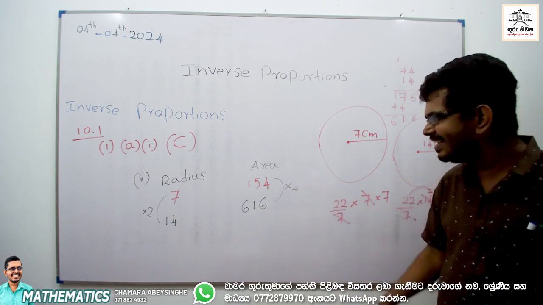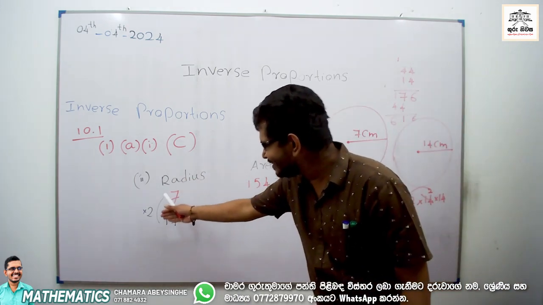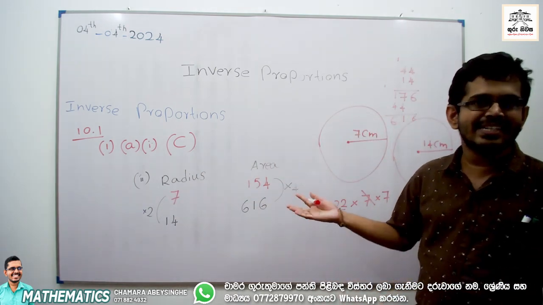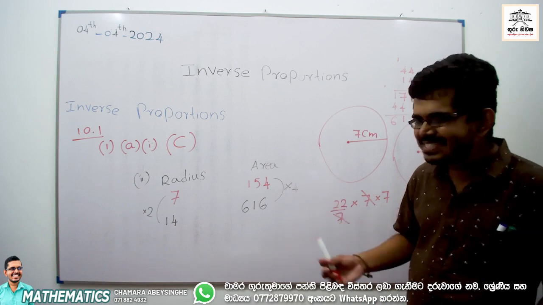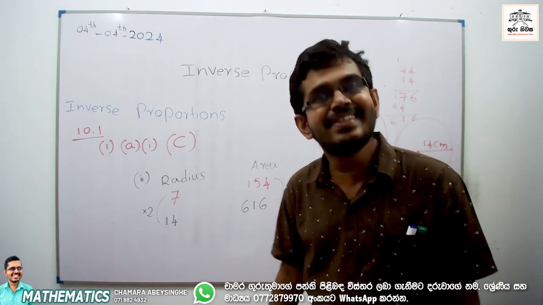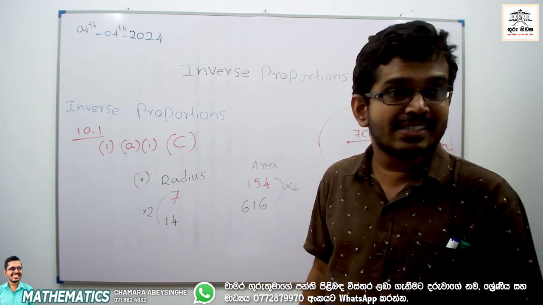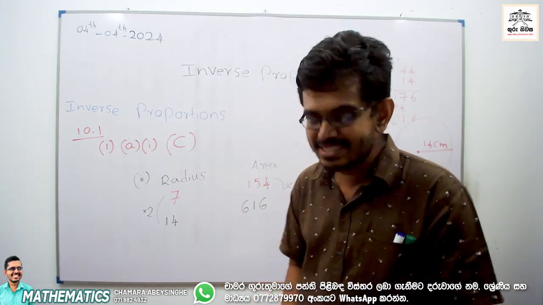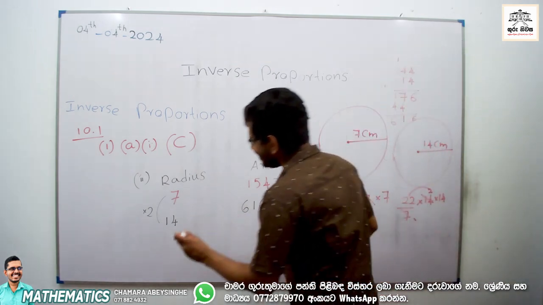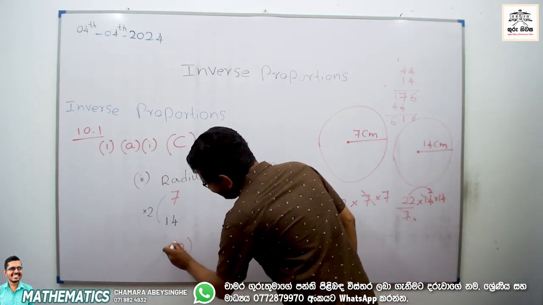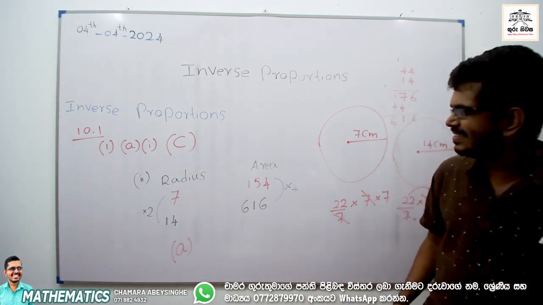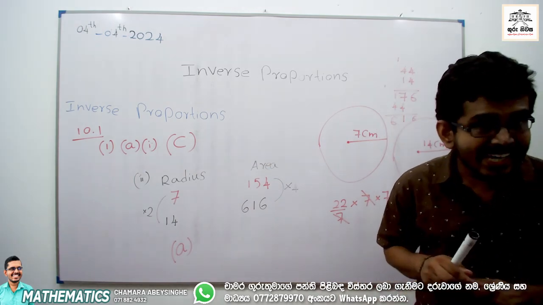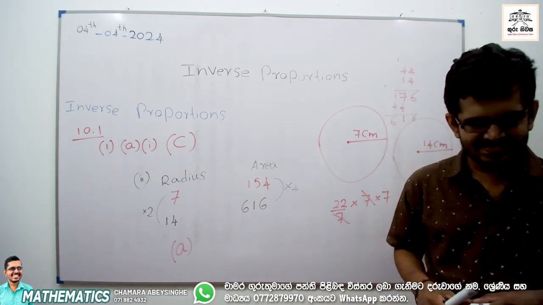So this side is 2 times and this side is 4 times. This is not direct proportion. Direct or inverse, neither one holds. It is not a proportion. So simple A is the answer to Roman number 2. Simple A is the answer to Roman number 2.